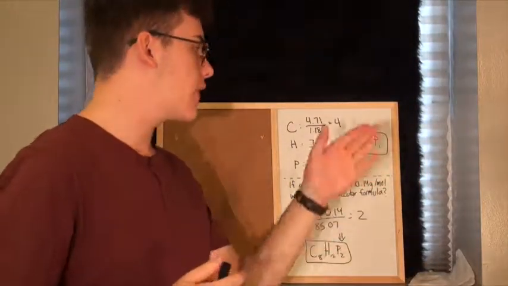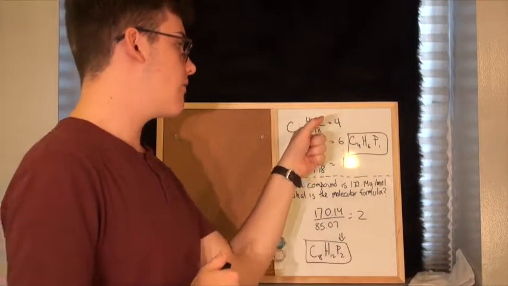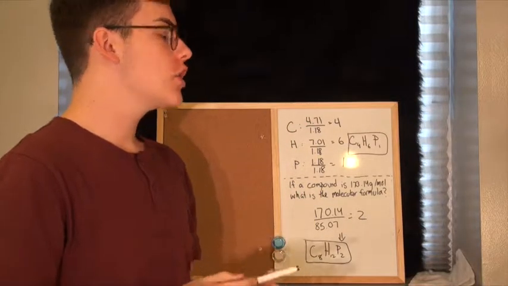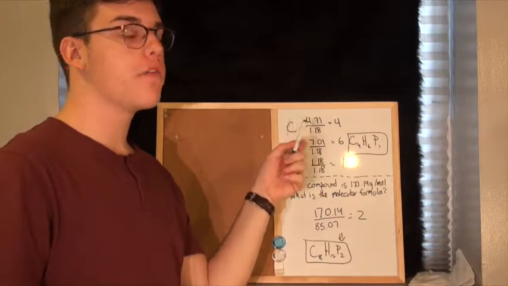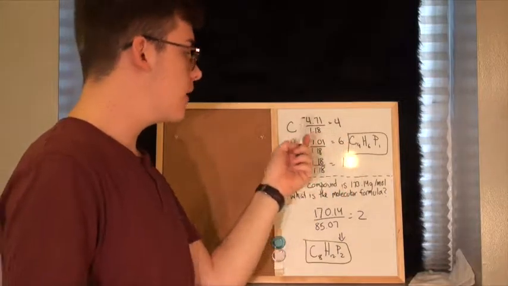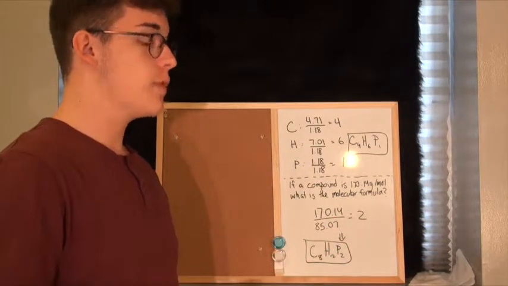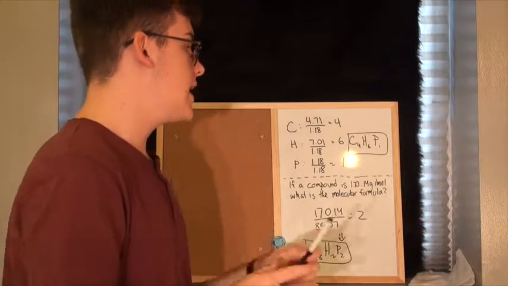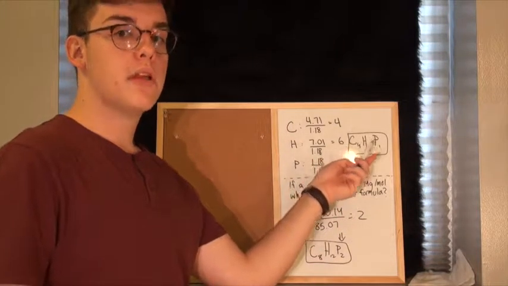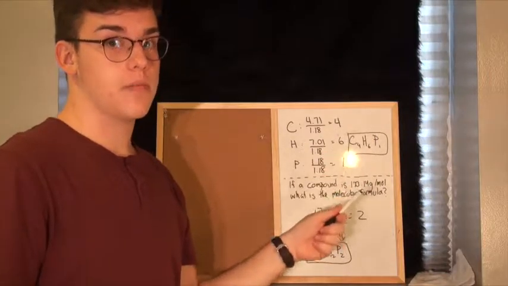Okay, so you can see that on the top part, I divided each amount of moles by 1.18. So we discovered that the ratio of carbon to phosphorus is 4, hydrogen to phosphorus is 6, and phosphorus to phosphorus is obviously 1. So your empirical formula is carbon 4, hydrogen 6, phosphorus 1.